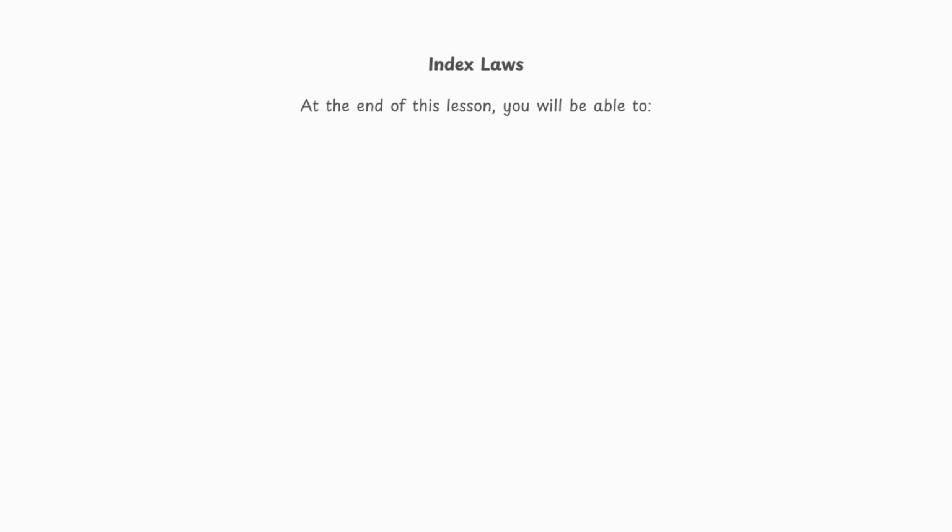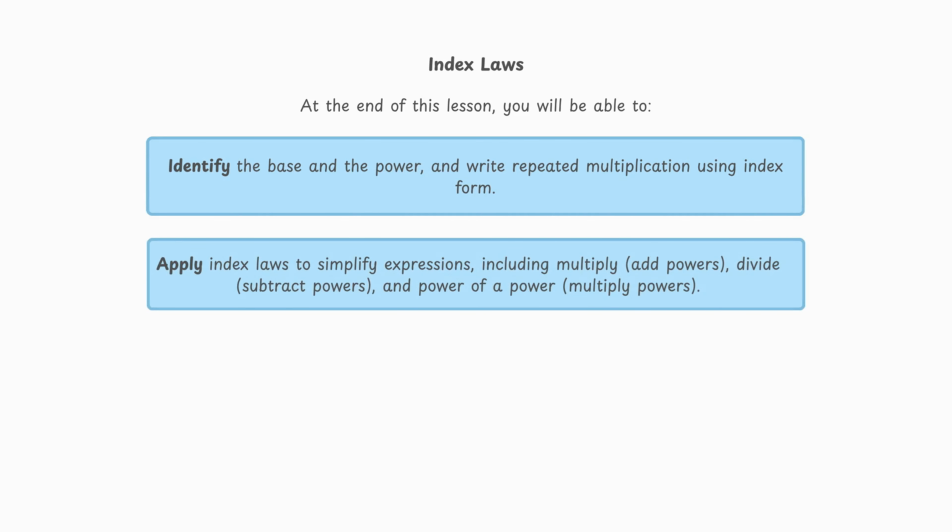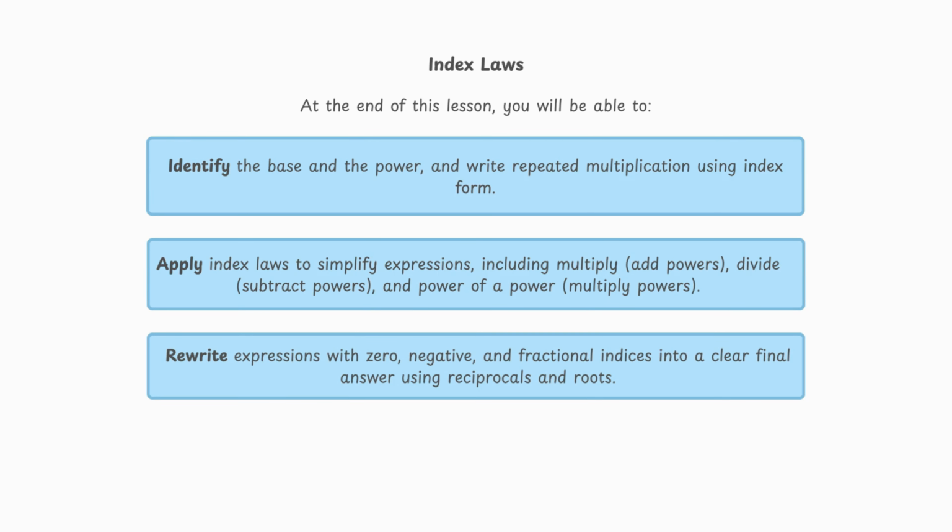By the time you finish this video, you will be able to, first, identify the base and the power and write repeated multiplication using index form. Next, apply index laws to simplify expressions, including multiply, which means add the powers, divide, which means subtract the powers, and power of a power, which means multiply the powers. And finally, rewrite expressions with zero, negative, and fractional indices into a clear final answer using reciprocals and roots.